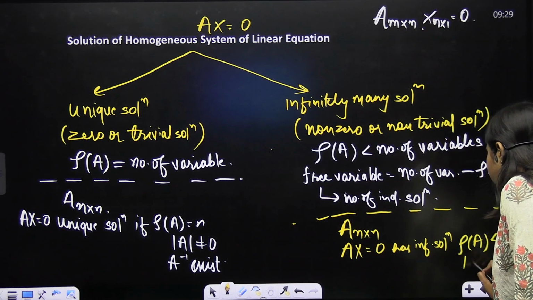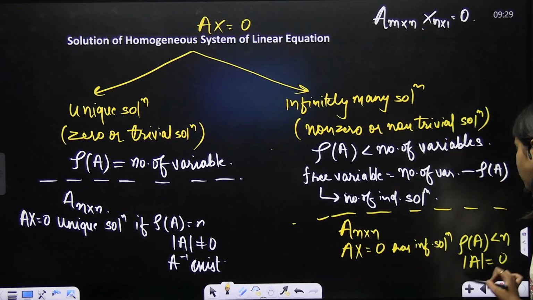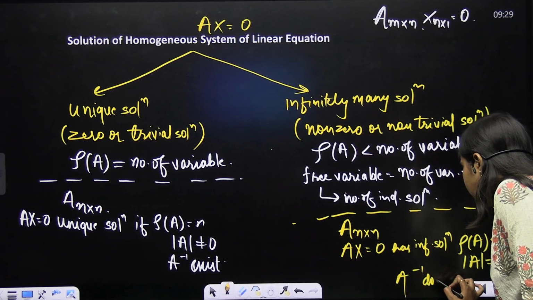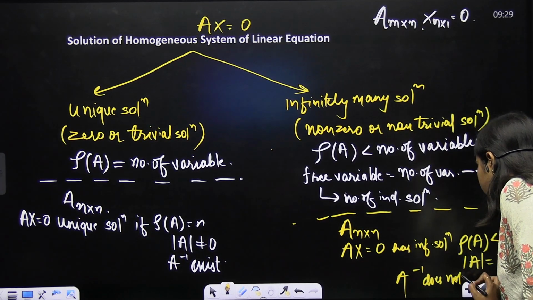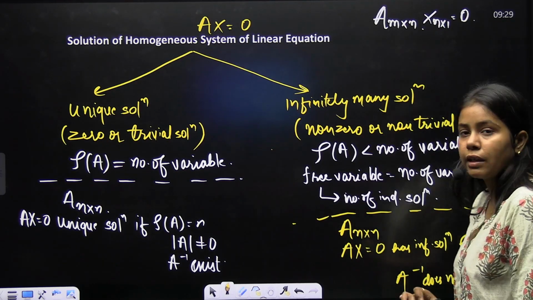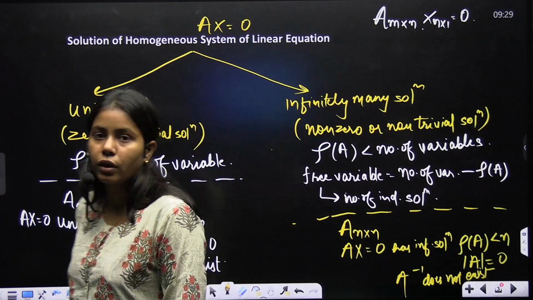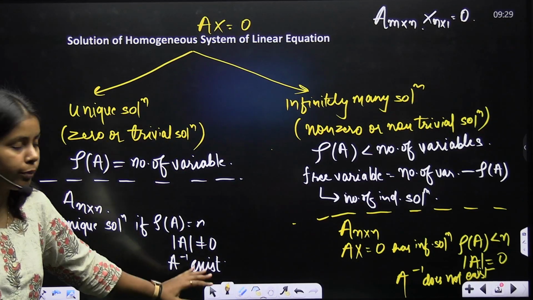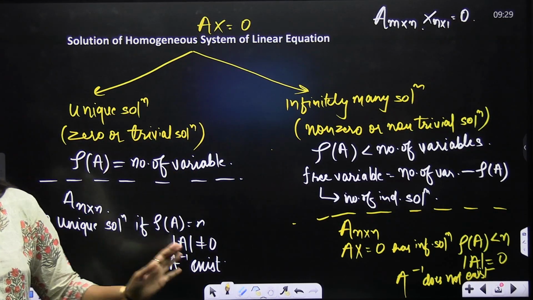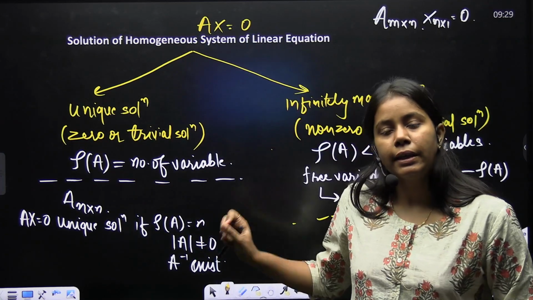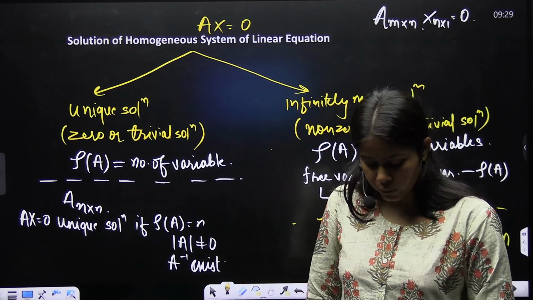That means determinant of A should be 0 by the definition of minor. That means A inverse does not exist, so this matrix is a singular matrix. A singular matrix has determinant 0, and a non-singular matrix does not have determinant 0. Right? So this is a chart you have to remember to work on the solution of a homogeneous system of linear equations. If this concept is clear, you can move to solving questions.